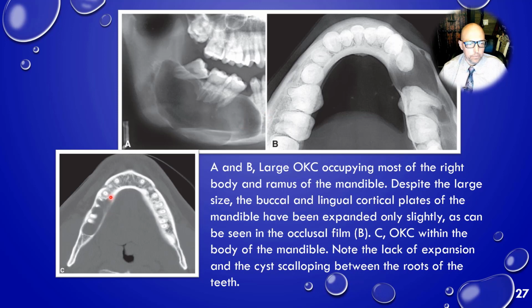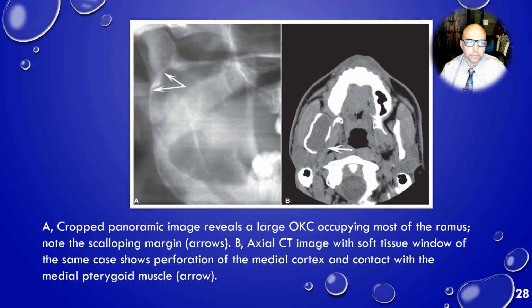Here in the axial slice, we really see it dipping in between the roots of the teeth, so that scalloping pattern. Very little buccal lingual expansion. Everything about this just shouts OKC. This is a fairly large lesion, expanding all the way through the mandibular body. And compared to how large it is through the mandibular body, there's relatively little buccal lingual expansion. More of the scalloping border, some internal septations.